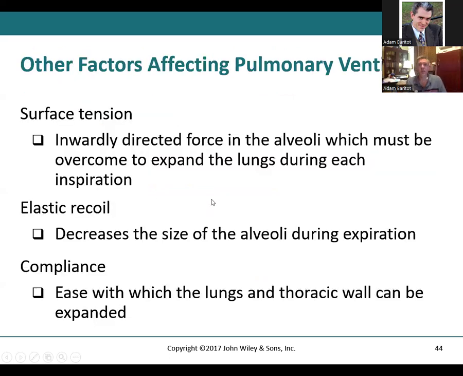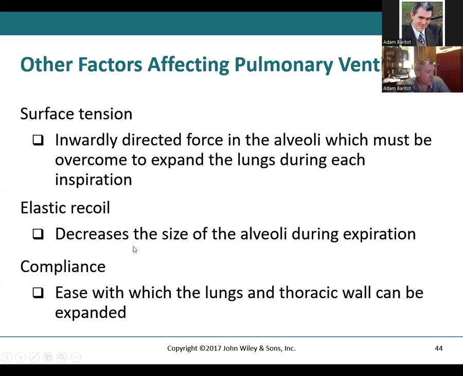Other factors affecting pulmonary ventilation. Surface tension: the inward directed force in the alveoli must be overcome to expand the lungs during inspiration. So if the force of air is coming into the body, your internal structures need to be overcome. If your internal structures are rigid or your lungs are not flexible enough, you will not be able to draw in as much air. This sometimes occurs with people who have had damage to the insides of their lungs.